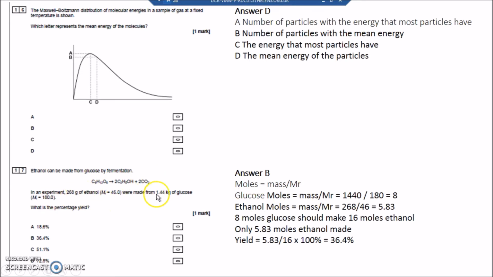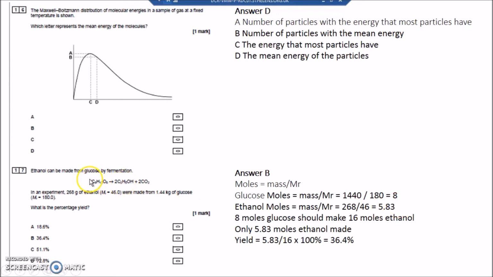Mass of glucose, I need to convert kilograms into grams first of all, because mass is in grams. So kilograms, a large unit value, into a small unit value, and multiply them by 1,000. So 1.44 times 1,000 is 1440. 1440 divided by the MR, I've got 8 moles of glucose. Ethanol, number of moles, well, I've got that in grams, so that's easy. 268 divided by 46, I've got 5.83 moles of ethanol.